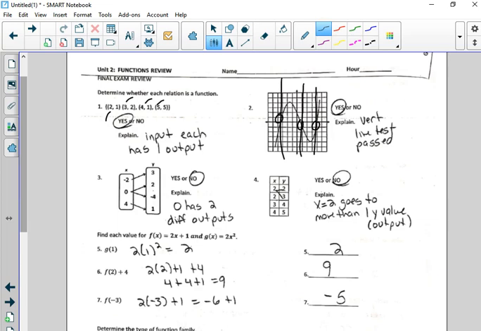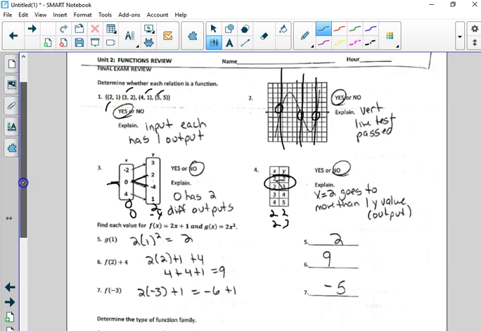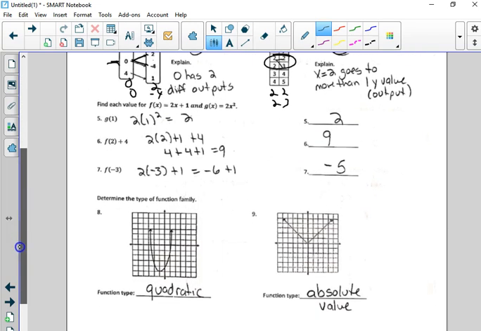Number 3 is no, because 0 repeats. Now you say, I only see a 0 once. Well, really, if you think about it, this is (0, 2) and (0, -4). So the x does repeat. 4, same thing. The x repeats. We really have (2, 2) and (2, 3). Right here. X cannot repeat. Y can, X cannot.